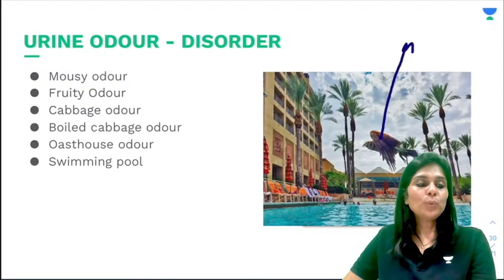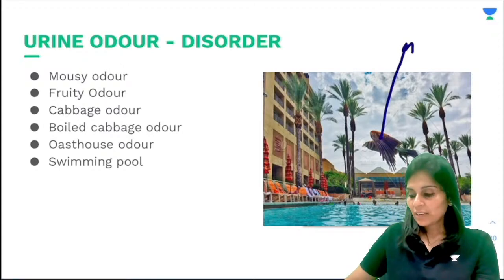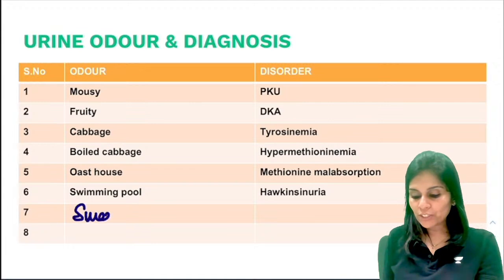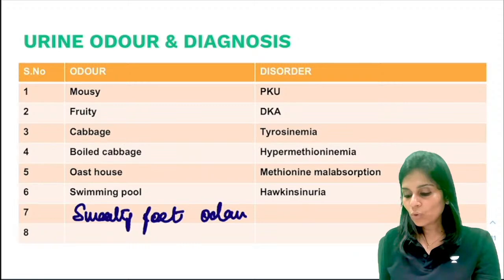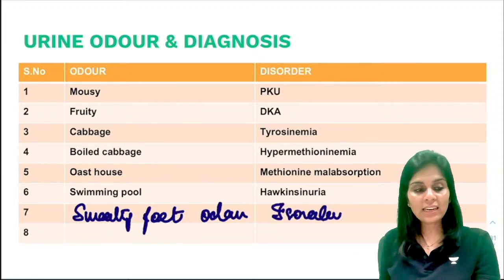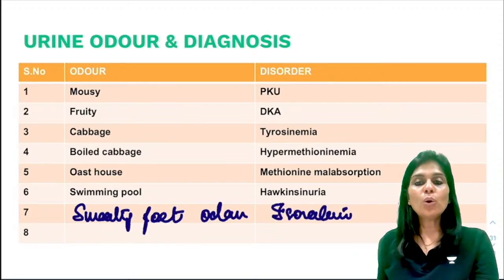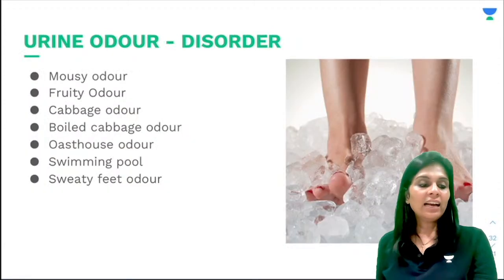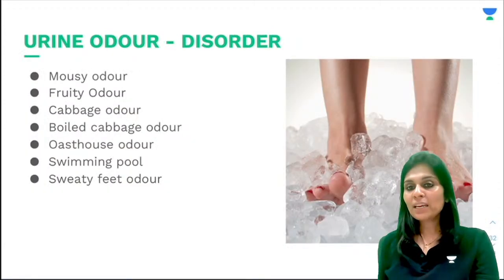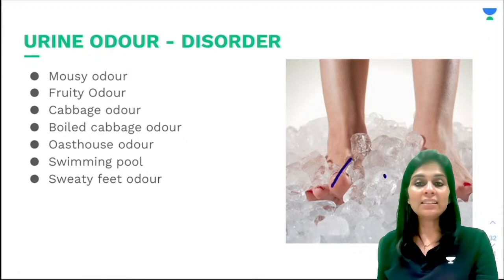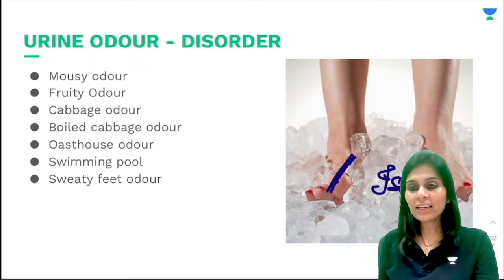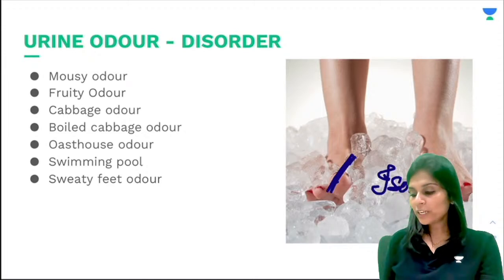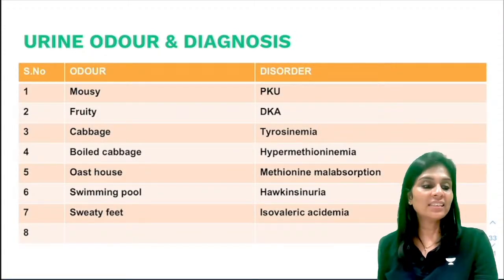The next one is sweaty feet odor, which is a feature of isovaleric acidemia. If you're asking me how do I remember this? Have this image. In this image, do you see that the feet are on the ice? So sweaty feet odor is a feature of isovaleric acidemia. Do you understand this? Sweaty feet odor is a feature of isovaleric acidemia.